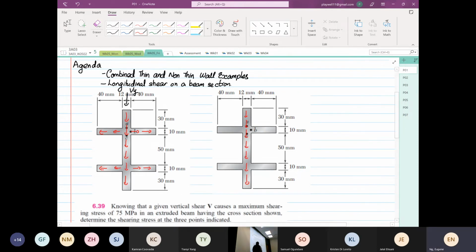Now the question is, if we want to find the shear flow or shear stress exactly on this line that I draw in red, what area do you take? You take this area down here.